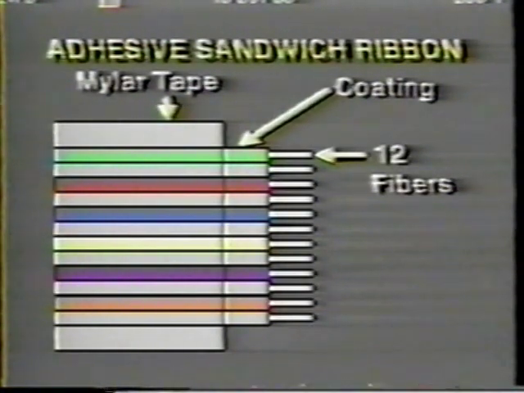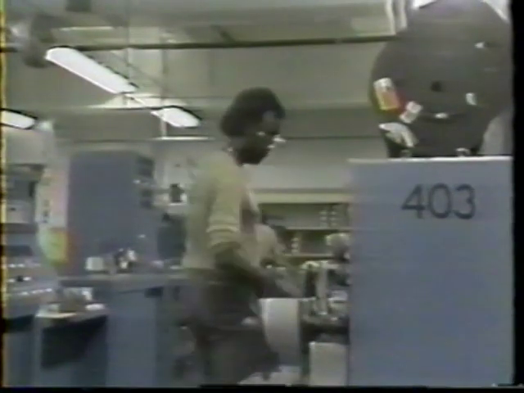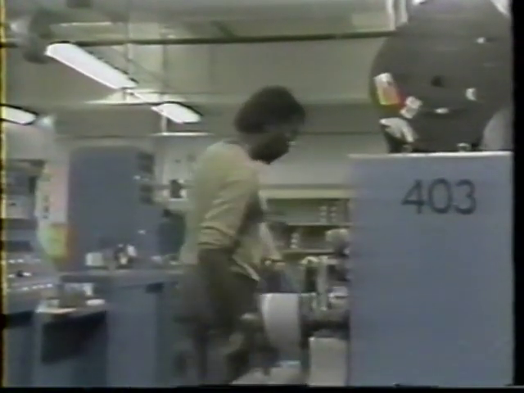First, let's talk about light guide ribbons, which are 12 fibers laying side by side, sandwiched between two layers of adhesive mylar. There are 4 stages in the ribbon manufacturing process: fiber payout, organizing the fibers, laminating the fibers with mylar, and take-up.